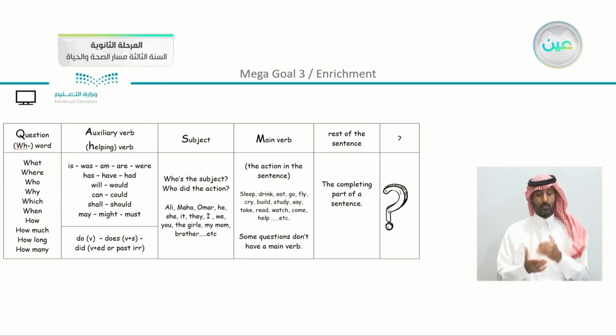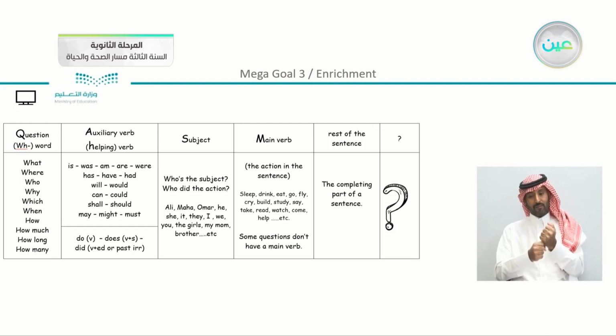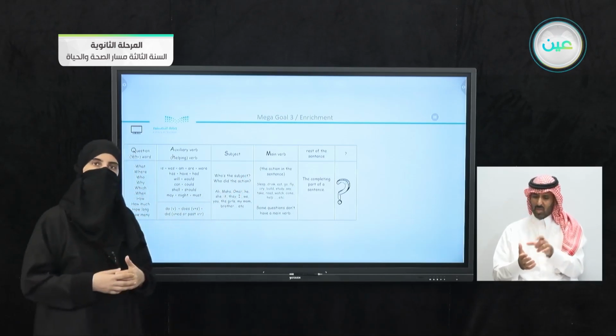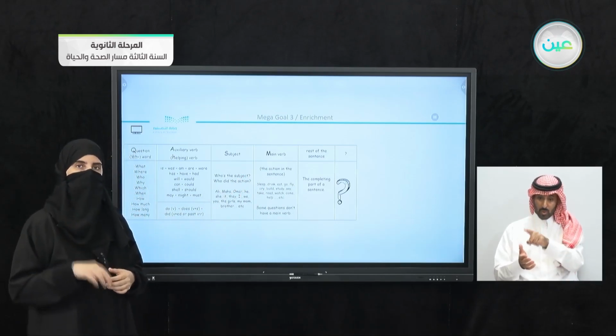Now we can see that we have a table here just to show you the arrangement of the sentence or the question. You know that first of all you have the question word, followed by the auxiliary verb, or as we say the helping verb, followed by the subject, and after the subject there is the main verb, and we have the rest of the sentence if there is any left. And of course don't forget to add your question mark.